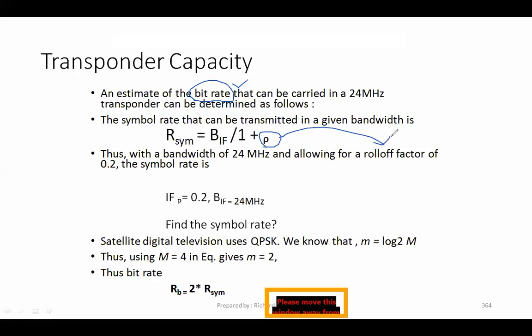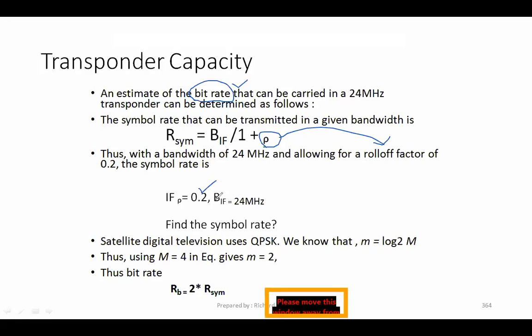So generally, the roll-off factor is kept constant, which is about 0.2. Sometimes it will be mentioned in your problems, so in that case you can take the values directly from the question. And the bandwidth will be about 24 megahertz. Now, what is the symbol rate? So find the symbol rate.